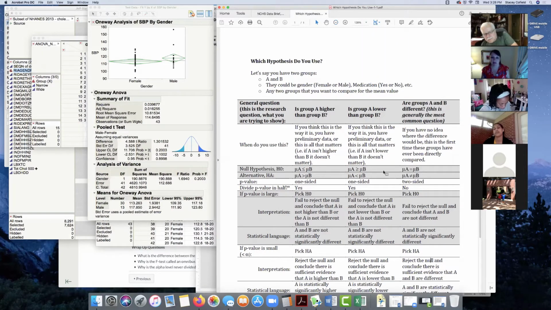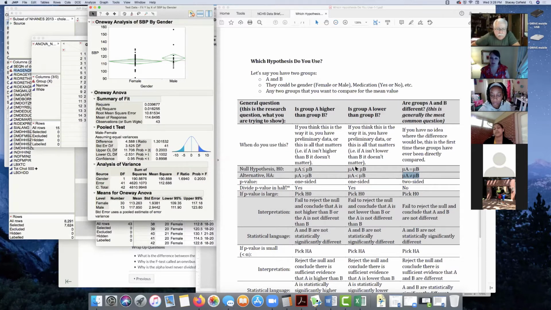So here's my null hypothesis over here on the right, equal to, and here's my alternative of not equal to. That means I'm reporting this p-value. If my null is this one right here, greater than or equal to, then my alternative is less than. That means I'm reporting this p-value. And if my alternative is greater than or equal to, then I'm reporting this p-value right here. Okay?